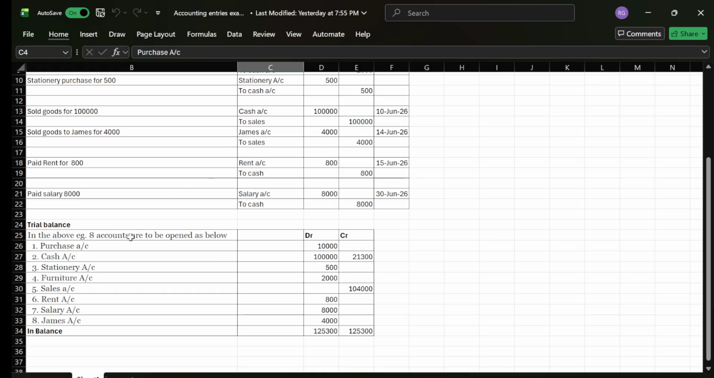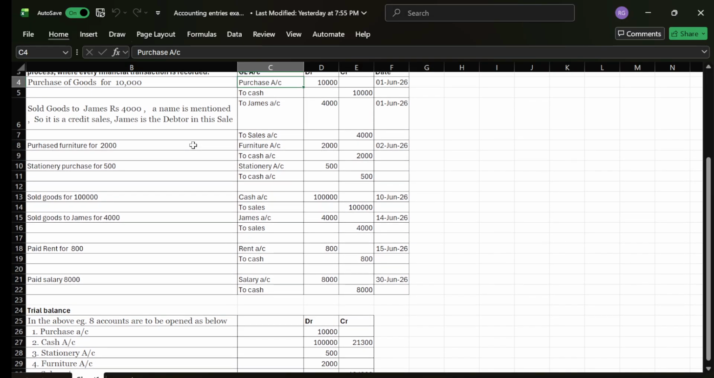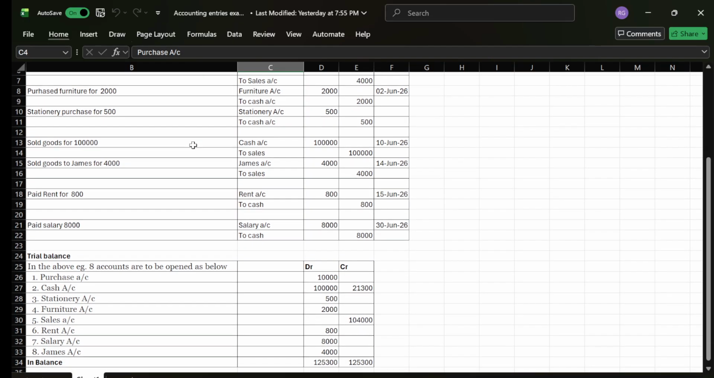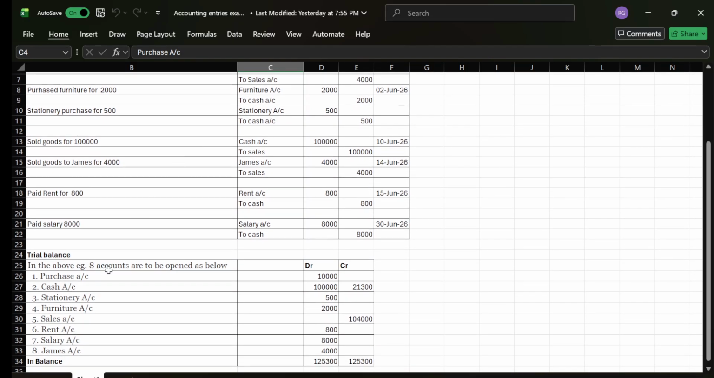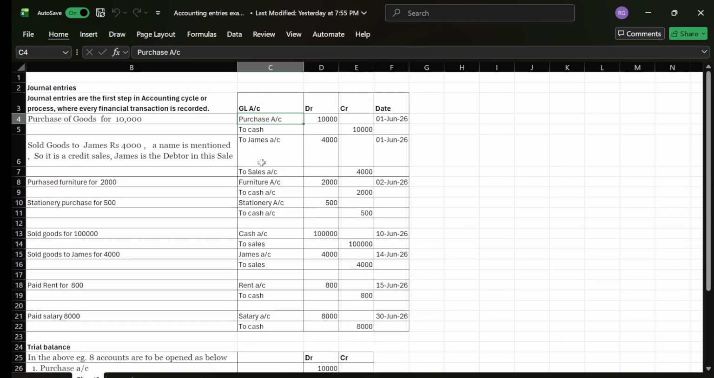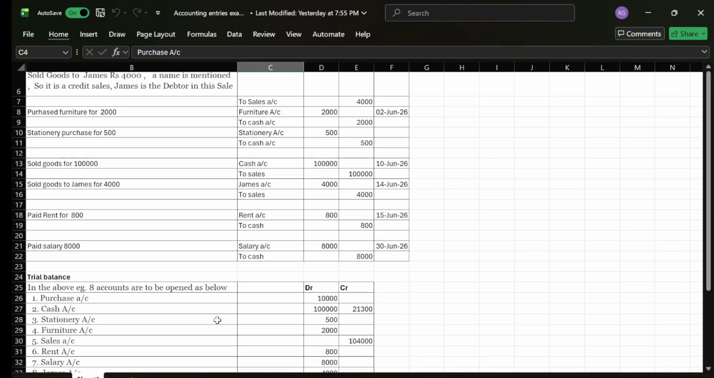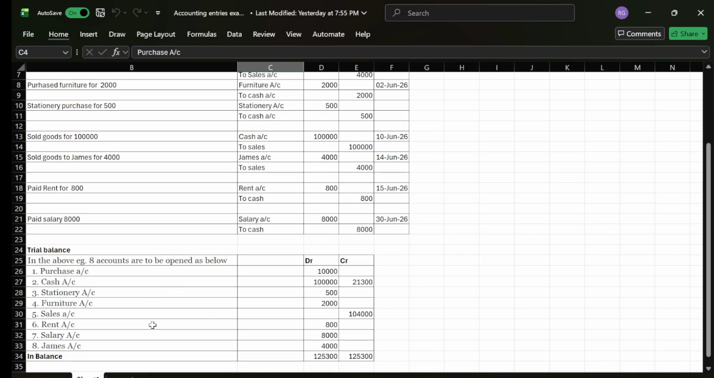Now, what I've done here is the trial balance. I have created a trial balance out of these above journal entries. I pulled out all the unique accounts, and that's why I get 8 accounts. Purchase account was pulled from this transaction, and James account, cash account, furniture account, stationery account, rent account, and salary account. All of them are lined up here, and you get these unique accounts.